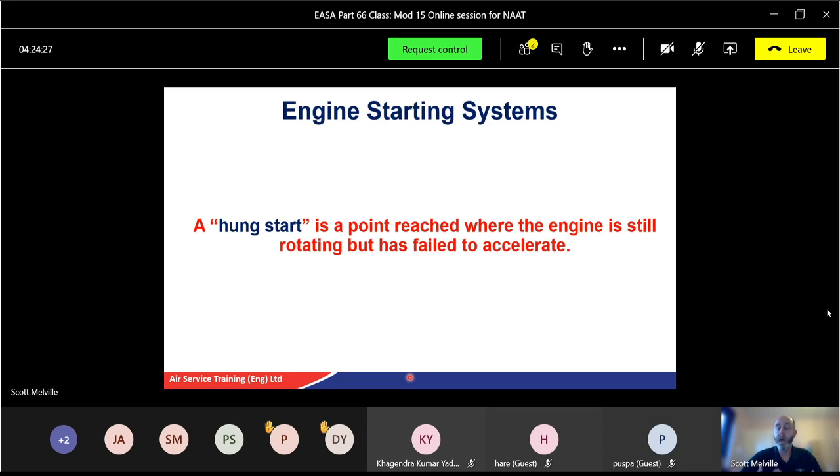But if you have opened the throttle, you've added fuel to the combustion chamber, and it's getting hotter, but the RPM isn't going up, that's classed as a hung start. You have to react quite quickly because that could potentially turn into a surge or a stall. So that's what a hung start is called: fails to accelerate.